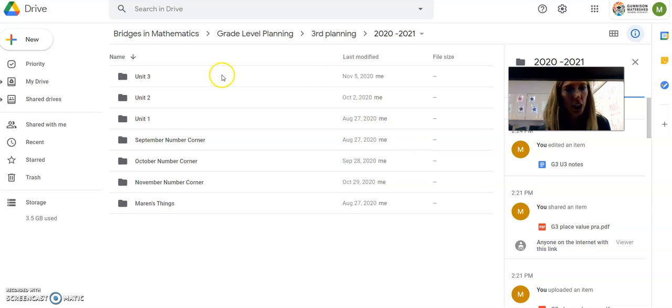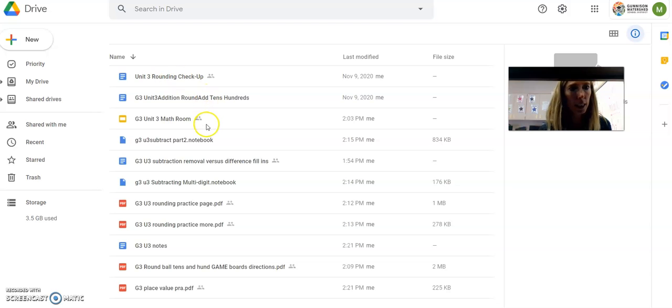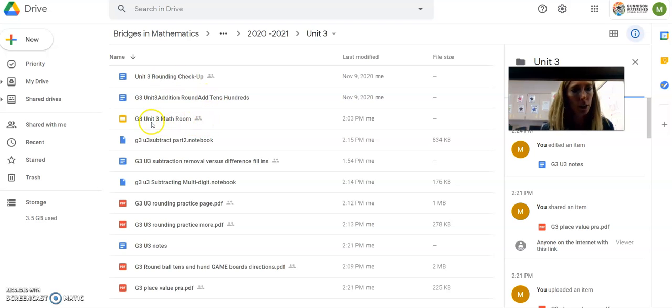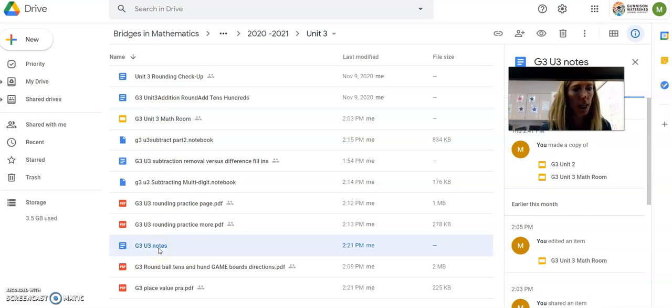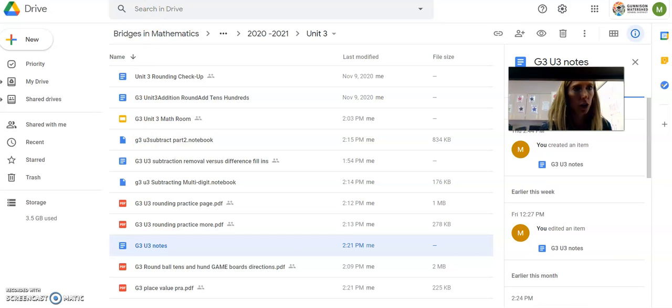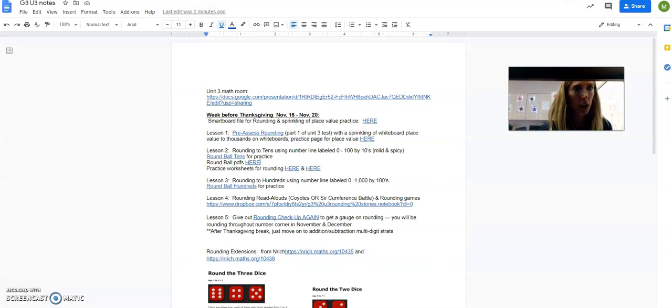All right, you guys, this is Unit 3 for you. Unit 3 resources, since you'll be starting that next week. Here's the new math room fresh off the press. And then you have Unit 3 notes right here. So I'm going to go ahead and show you the notes part of it.